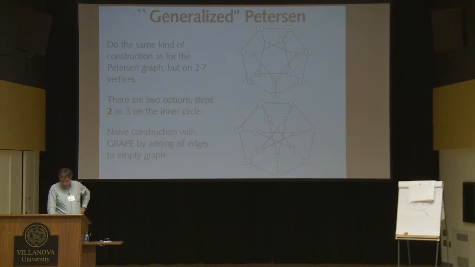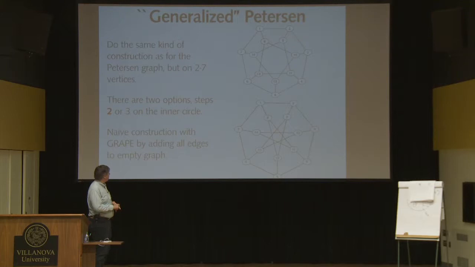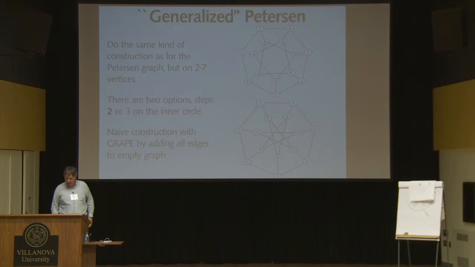As a toy example, I've picked the example I very naively thought about when I saw the Petersen graph. I thought, oh, I can generalize this. Why just take 5? Let's take more than 5. Let's do the same construction, but on twice 7 vertices. And if we do this, of course, we now have 2 options. We can go in steps of 2 on the inner circle, or we can go in steps of 3. While for the Petersen graph this will give us the same graph, because 2 plus 3 is 5.